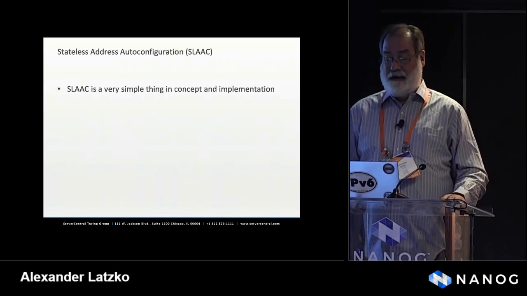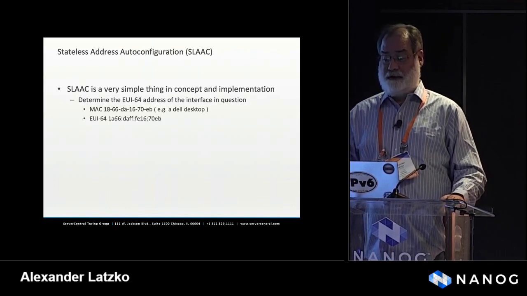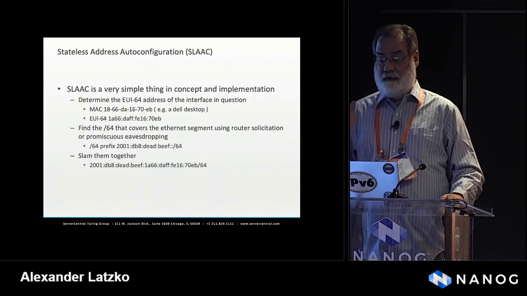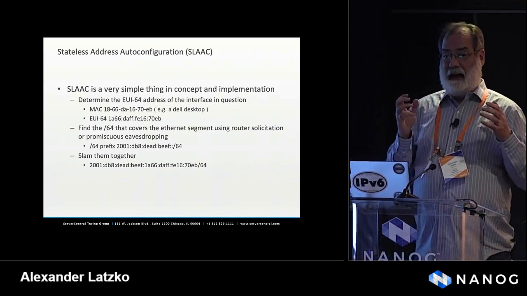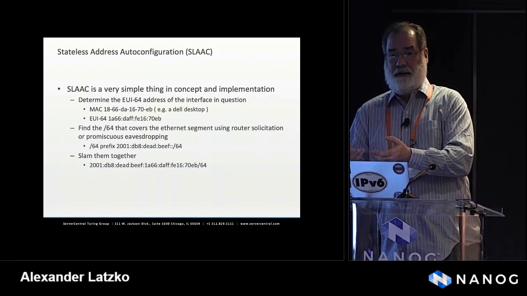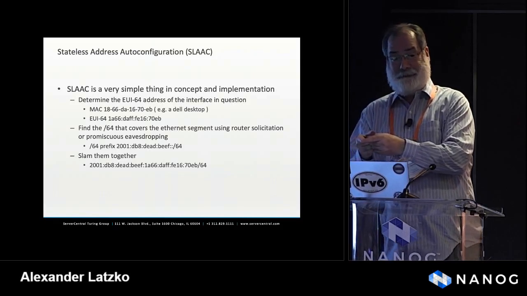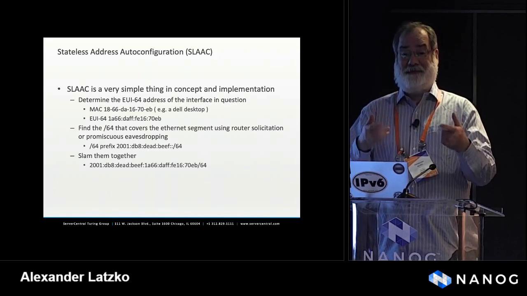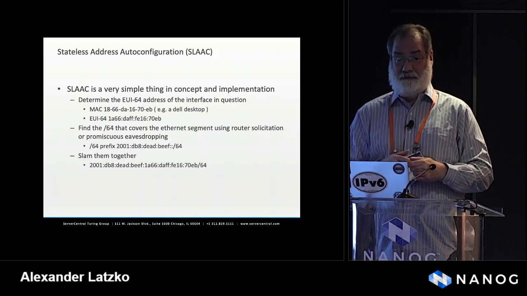So SLAAC is really simple. You determine your MAC, get your EUI-64, get the covering Ethernet segment, slam them together, and you're done. Are you a vegetarian? Are you having trouble with this address? Because dead beef is indeed a legitimate IPv6 address, because they're hex, which means you can have some fun embedding. If you want to, you can embed codes into your subnet addresses.